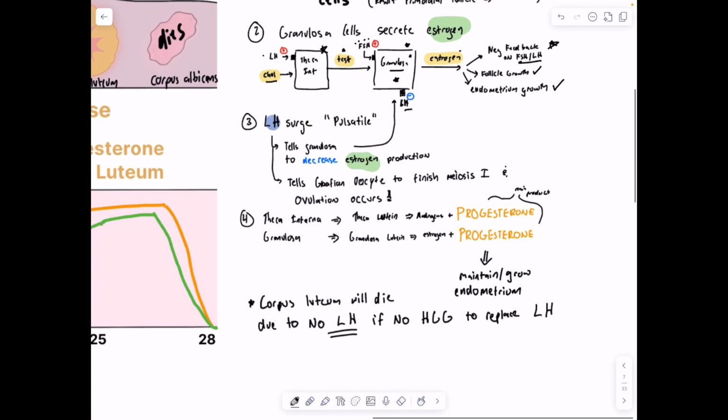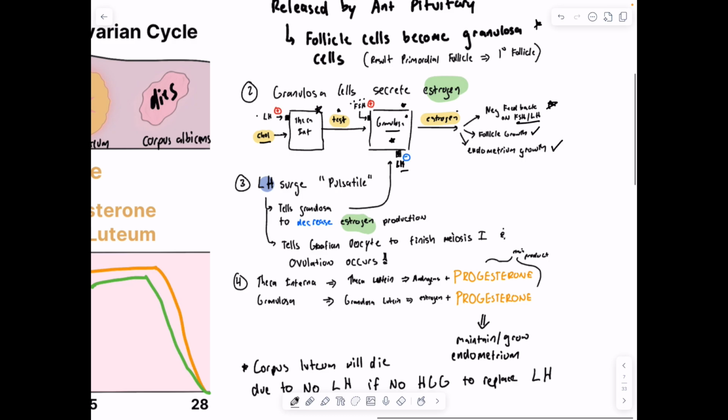All right, the next thing it's going to do, it's going to get that secondary oocyte, aka at this point we'd call it the Graafian oocyte, to finish meiosis 1 and ovulation occurs.